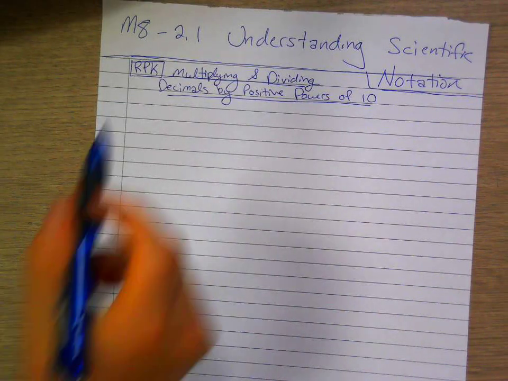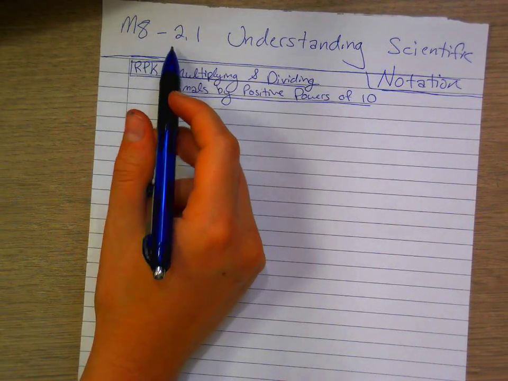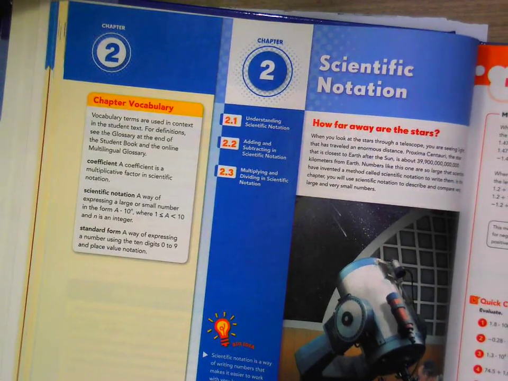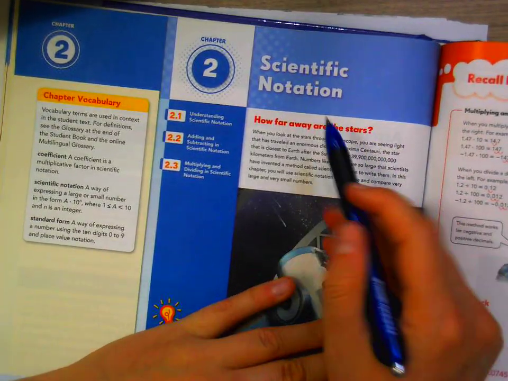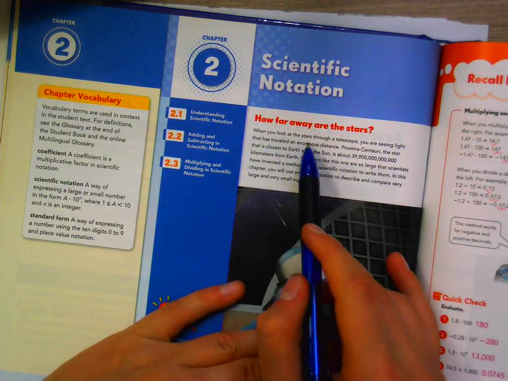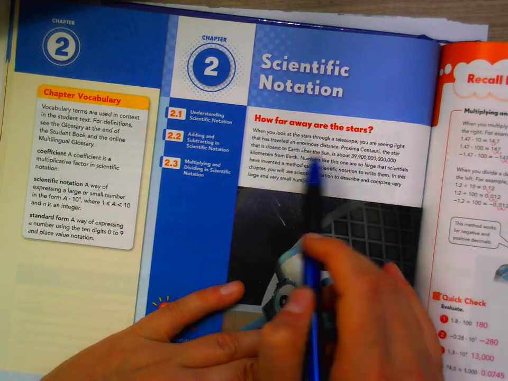This is Math 8, Section 2.1, Understanding Scientific Notation. So before we get started on that, we're going to take a look in your book here and see just why it's so important. We're going to read this little intro. How far away are the stars? When you look at the stars through a telescope, you are seeing light that has traveled an enormous distance.